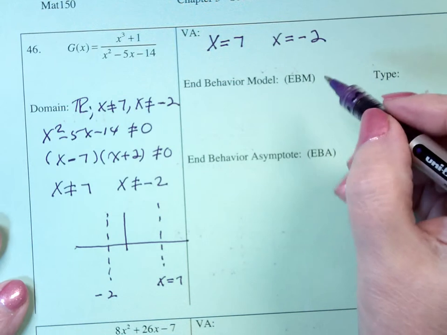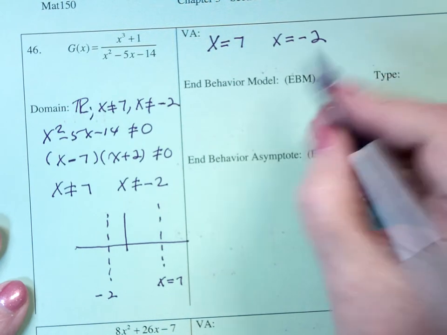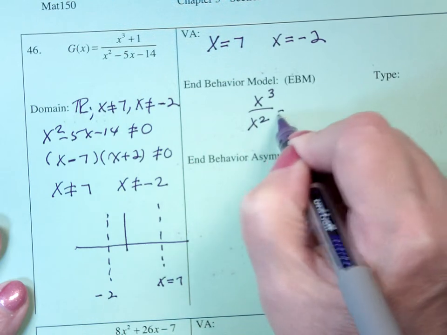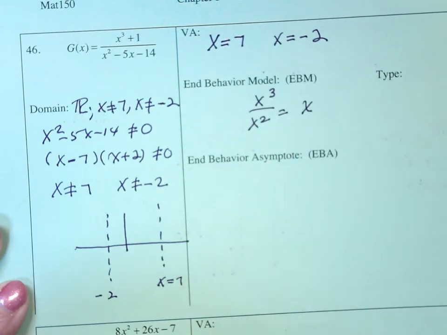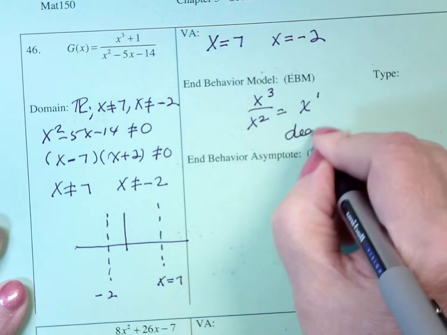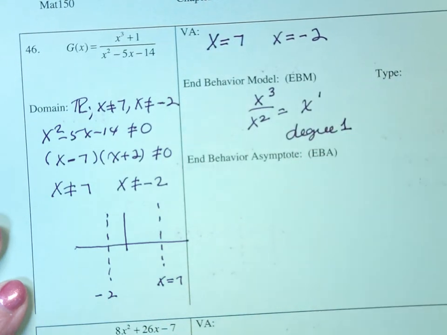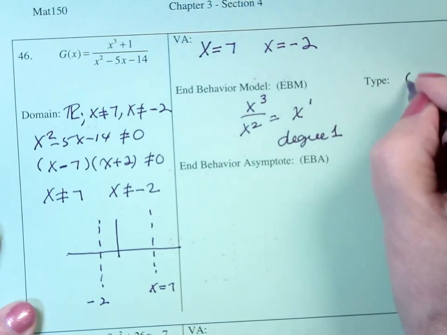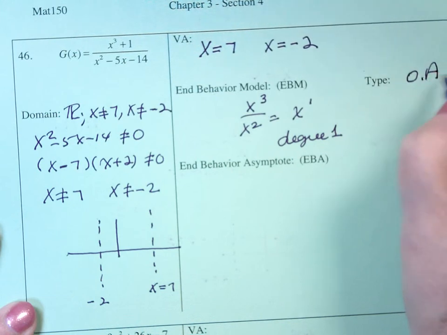And what's the end behavior model? End behavior model is x cubed over x squared, which is x. X to the 1. This is degree 1, because x is not in the denominator, it's in the numerator, and that means I have an OA. It's oblique.